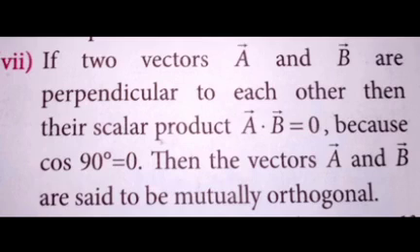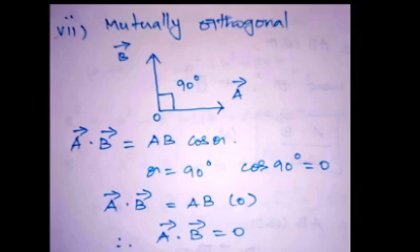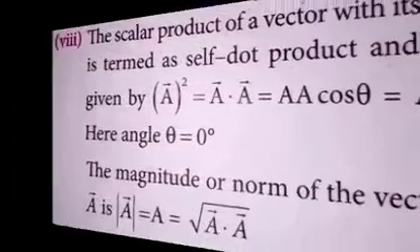Then the A vector and B vector are said to be mutually orthogonal. Now we see the example. Mutual orthogonal means the A vector and B vector form an angle of 90 degrees. See the diagram. Now we are going to substitute this angle value in the general formula, that is A vector dot B vector equal to AB cos theta. Since theta equals 90 degrees, cos 90 equals 0. Substituting the value in the general equation, we get A vector dot B vector equal to AB into 0, or otherwise we can say A vector dot B vector equal to 0.